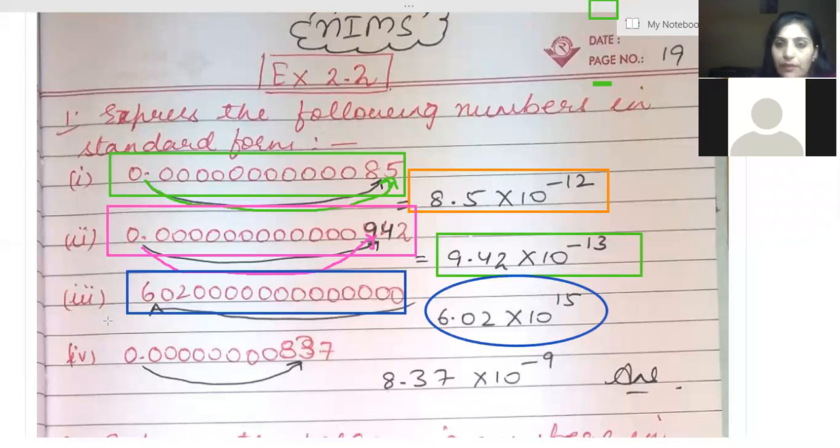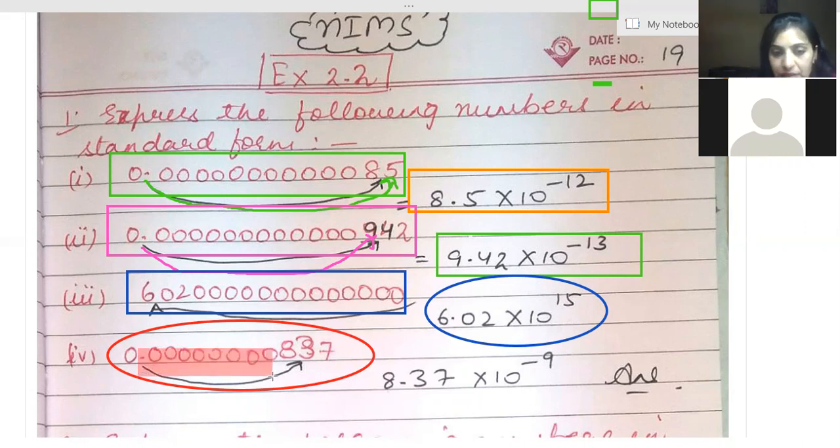Now the number is 0.00000000837. Now see, what you have to do, how many places will this decimal move? 1, 2, 3, 4, 5, 6, 7, 8 and 9. So the number becomes 8.37 into 10 to the power minus 9. Yes? Ma'am, please wait. I am writing.